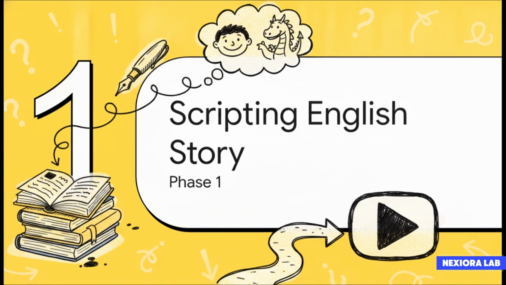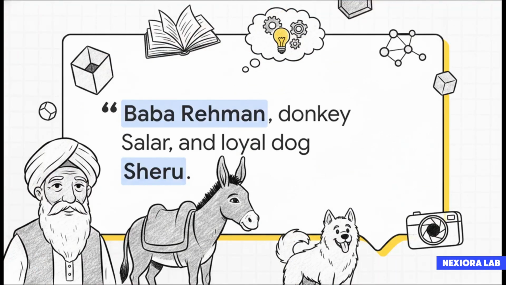Because look, no matter how incredible your animation looks, if the actual story isn't there, your audience just won't stick around. To get off the ground instantly, you can use an AI tool like ChatGPT to generate your titles and full scripts. But here's the trick. Don't just ask for a random story. You've got to provide specific constraints. For example, tell it to include a kind old man named Baba Rahim, a strong donkey named Salar, and a loyal dog named Sharu. By feeding the AI these exact specific details, you're laying a rock-solid foundation for character building, and you get a highly tailored script right out of the gate.